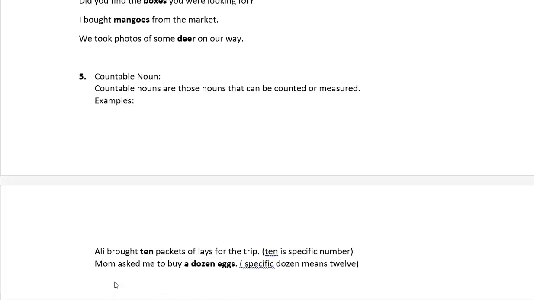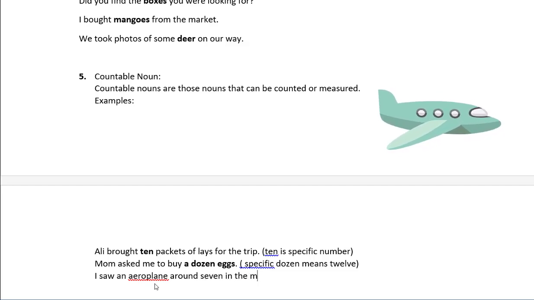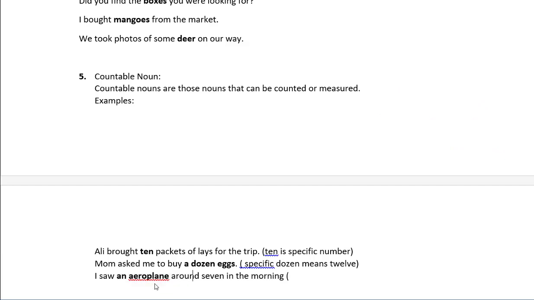Another example: I saw an aeroplane around 7 in the morning. Here we can say an airplane. It is a single airplane. So again there is a specific number, and that is what 'an' means: 1. I hope you understood about the countable noun.